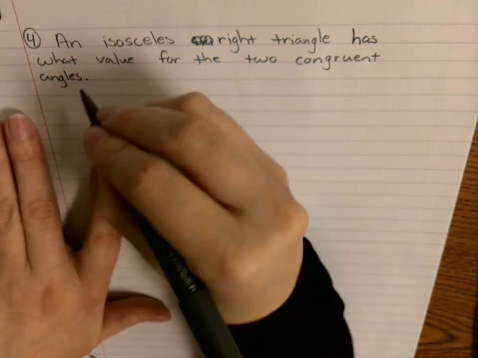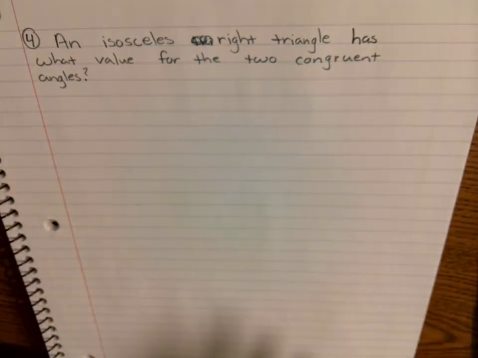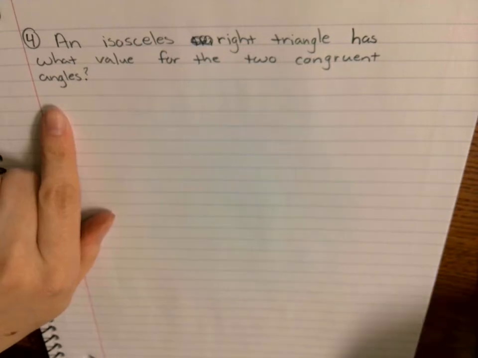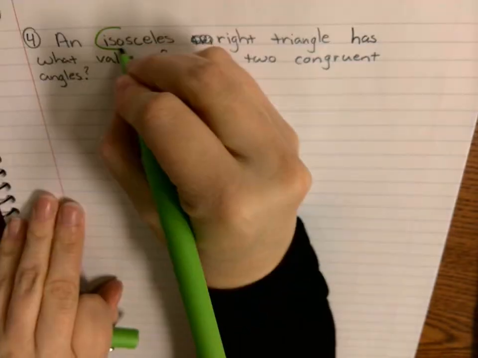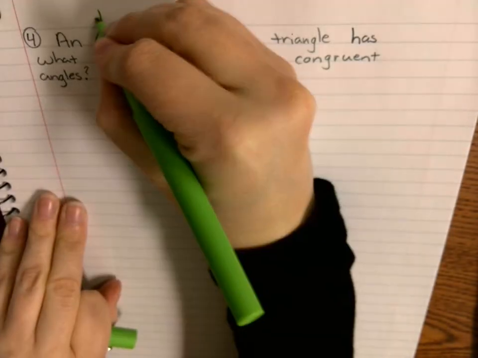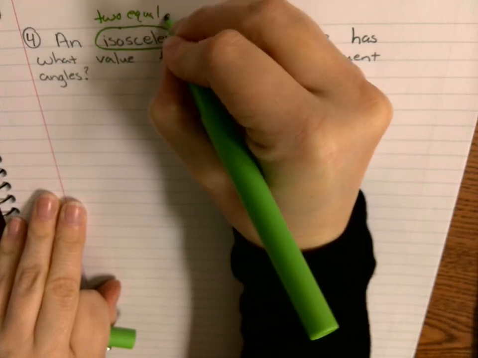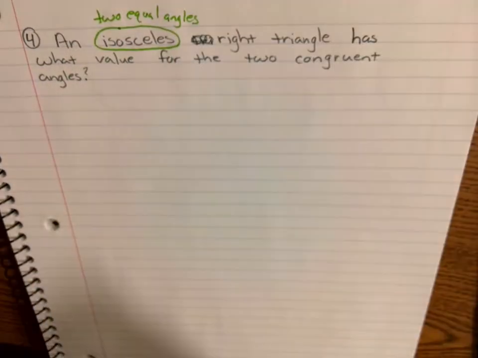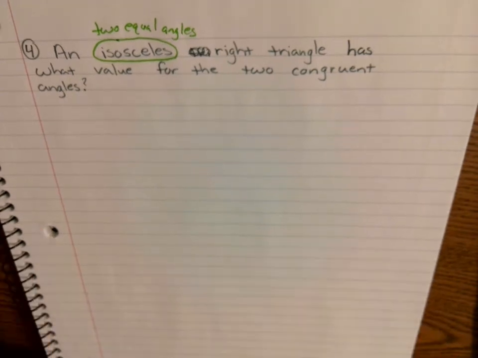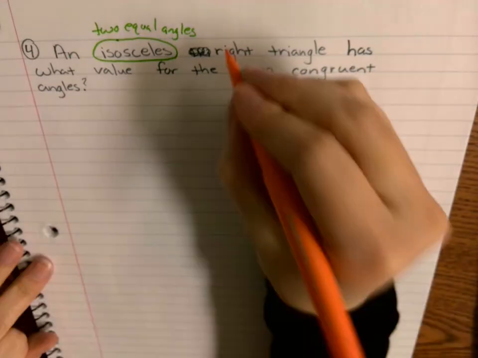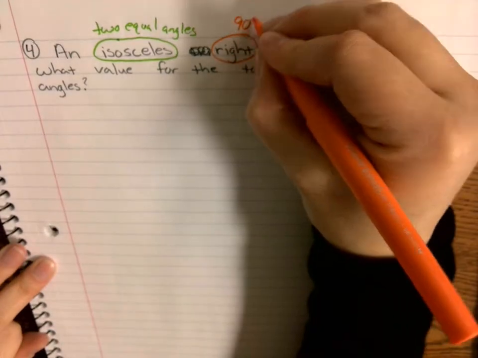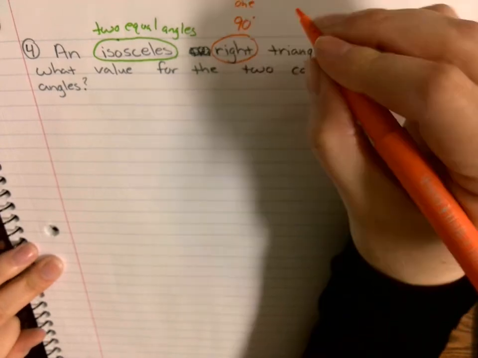Okay, an isosceles right triangle has what value for its two congruent angles? So if it's isosceles, the term isosceles, in case you don't know what that means, go ahead and circle that. Isosceles means two equal angles. Two equal angles is the term isosceles. Okay, the term right means that it has a 90-degree angle. Has one 90-degree angle.